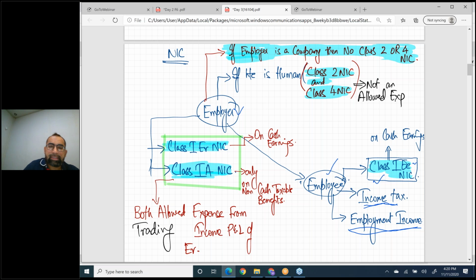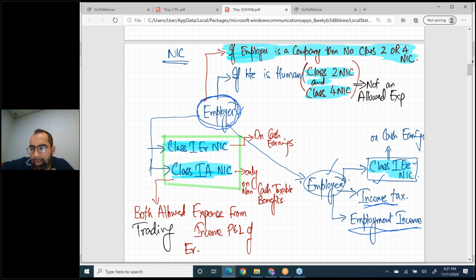Okay. Now, second case. In the UK, if you are an employer, then each and every employer has to pay some NIC for their employee. The first NIC is class 1 employer NIC. Question, sir, on which amount do we have to calculate class 1 employer NIC? On the same amount on which you have just calculated class 1 employee NIC.